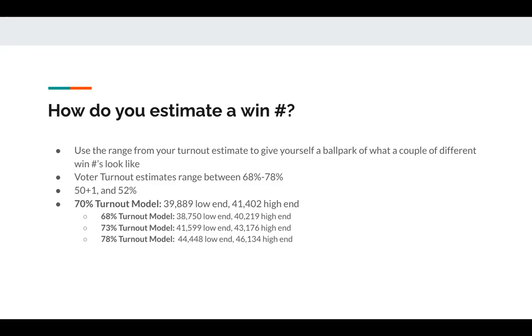I just want to take another second to talk about why I recommend using the 52% figure as your win number. That's because it's a lot better to shoot for an ambitious goal and come up a little bit short of it, but still give yourself some margin for error to win, than it is to be shooting just for 50 plus 1 and to come up a little bit short of it and lose an election by half a percentage point. It's really helpful to have some buffer area built in.